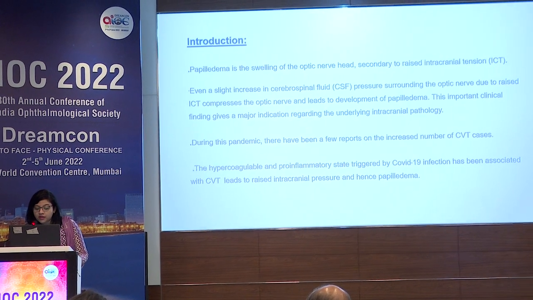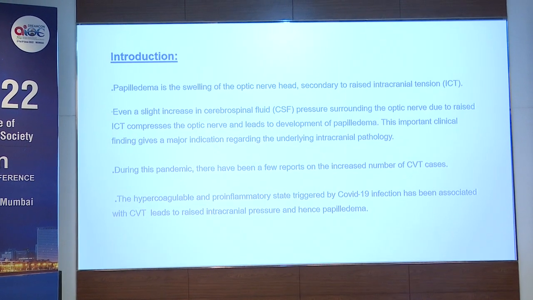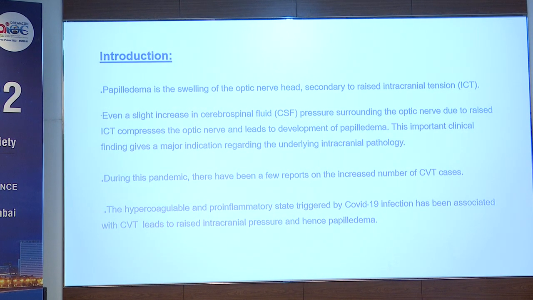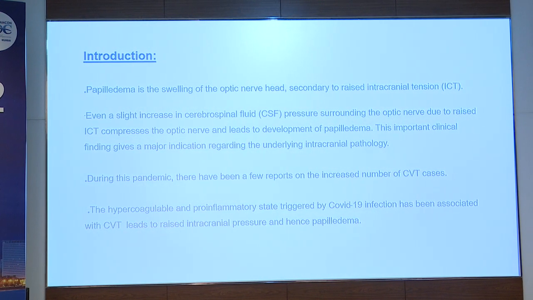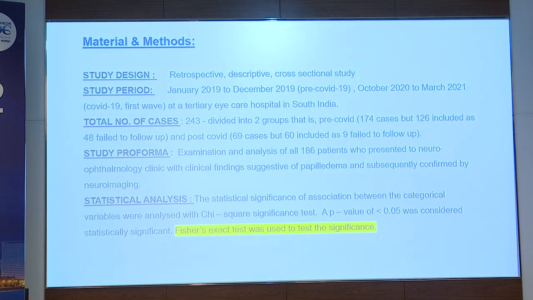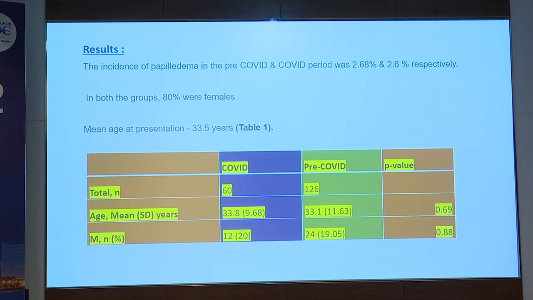From our study, we have observed that during the COVID-19 pandemic, there is an increased incidence of papilledema due to CVT cases, which can be attributed to the hypercoagulable and pro-inflammatory state triggered by the COVID-19 infection. It was a retrospective study carried out on the patients presenting with papilledema in our Neuro Ophthalmology clinic. There were 243 patients divided into two groups, the pre-COVID and the COVID group.